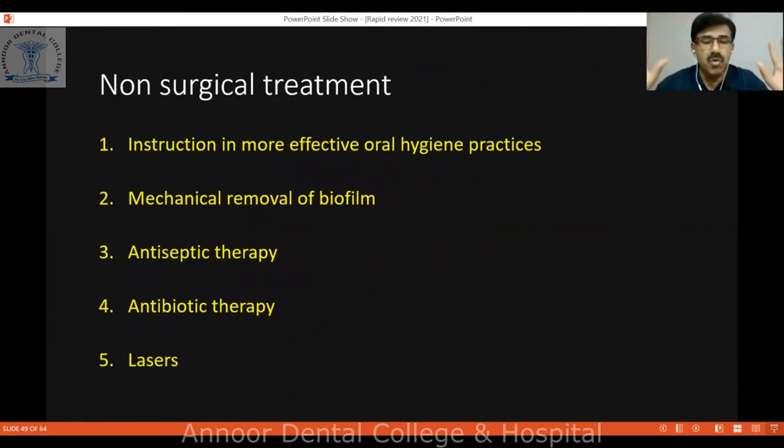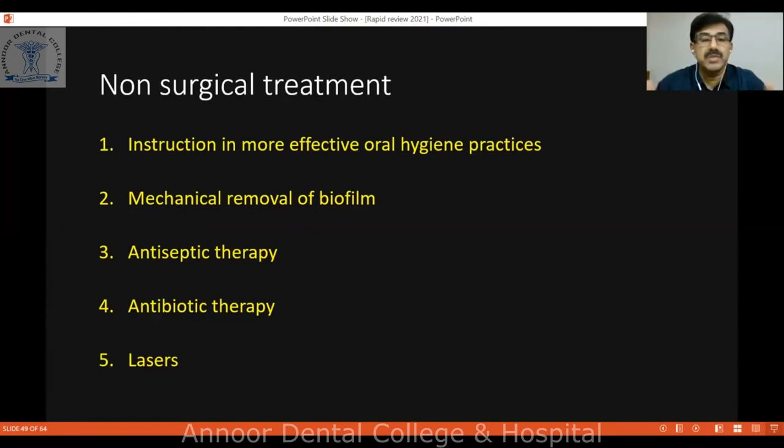Non-surgical is good oral hygiene instructions. You advise the patient. We discussed how to advise the patient in maintaining good oral hygiene. So that is the first one. Second, you have to mechanically remove the biofilm. But here, there are certain changes that we'll discuss one by one.